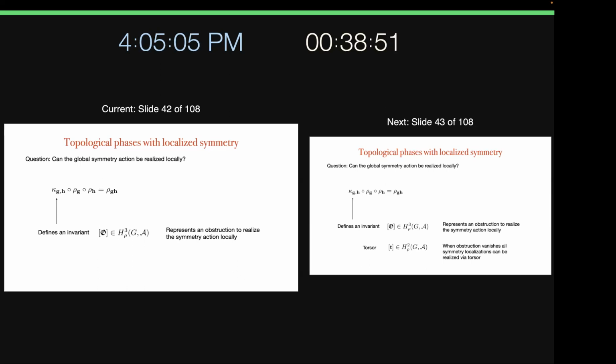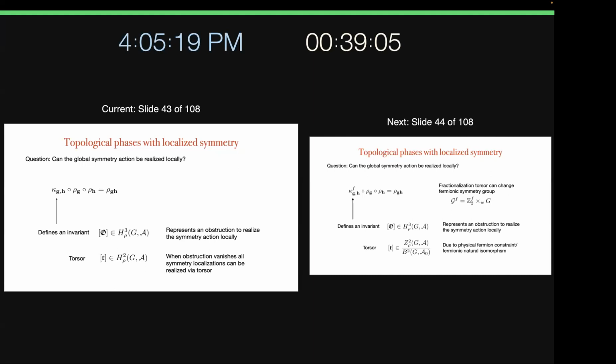All right, and it is purely defined in terms of the natural isomorphisms that relate the symmetry action rho GH to rho G and rho H. All right, when that obstruction vanishes, then all symmetry fractionalization patterns can be realized via a torsor valued in H2. Okay, so these are all the consistent projective symmetry actions on our particles. Any questions about this? All right.